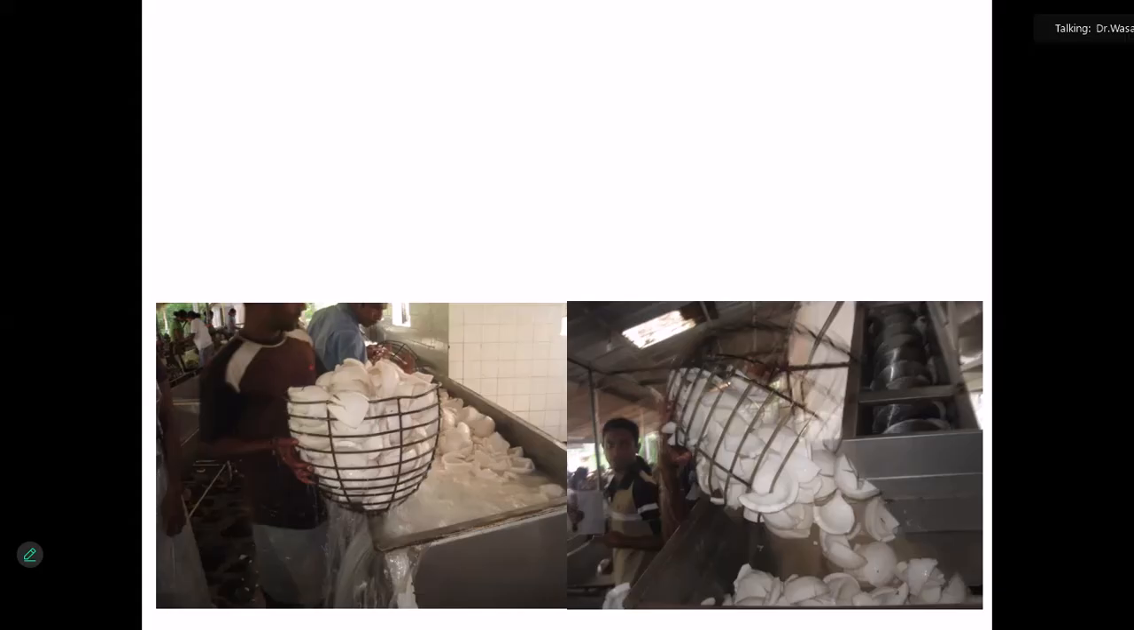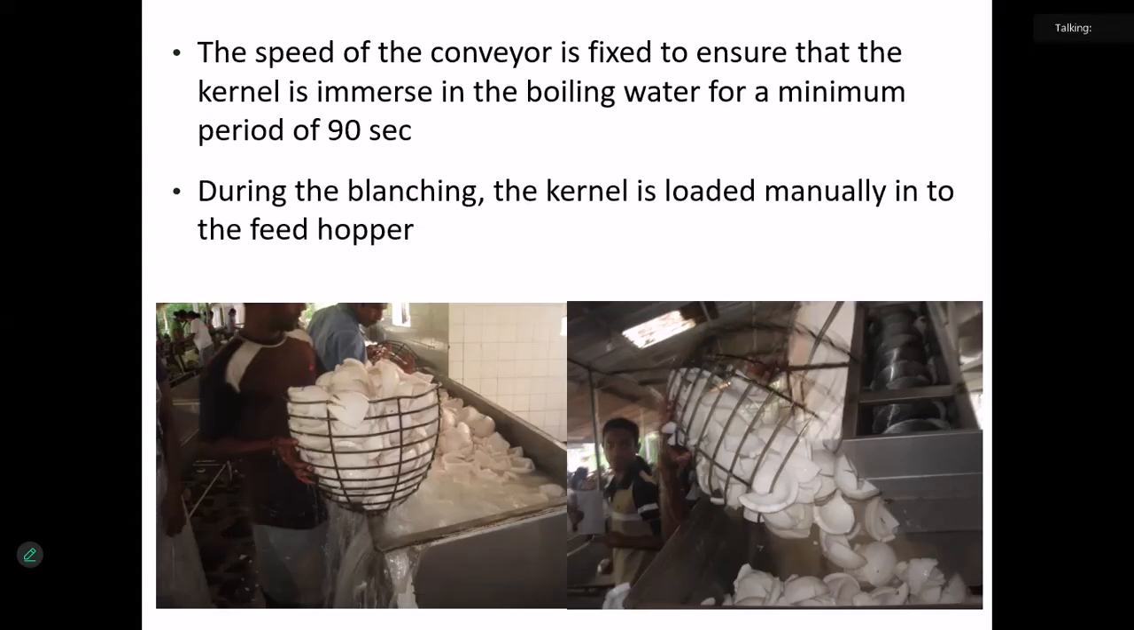Now you can see the speed of the conveyor is fixed to ensure that the kernel is immersed in boiling water for a minimum period of 90 seconds, as I mentioned. During the blanching, the kernel is loaded manually into the feed hopper. Blanching is done manually. You can see this is manual loading into the blancher.